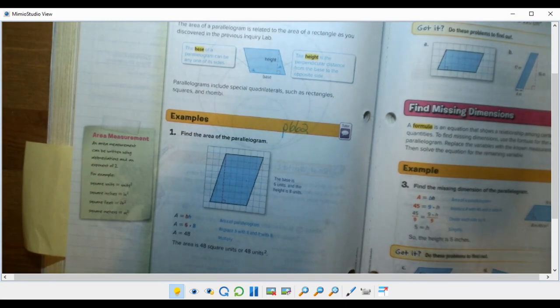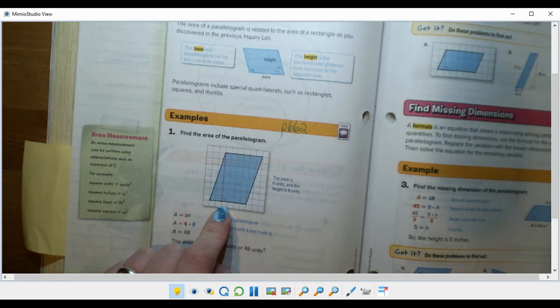Maybe doesn't want to be very bright. There, that's better. Okay, so we're not given any numbers. We're only given the grid, so you can use that to count.